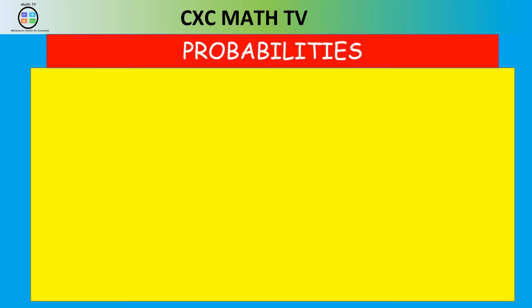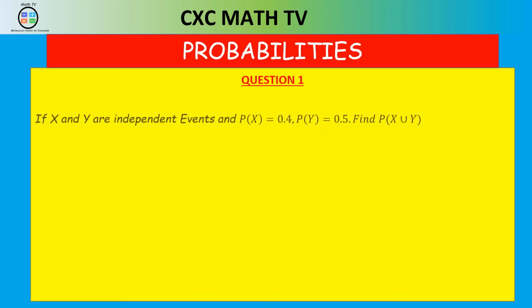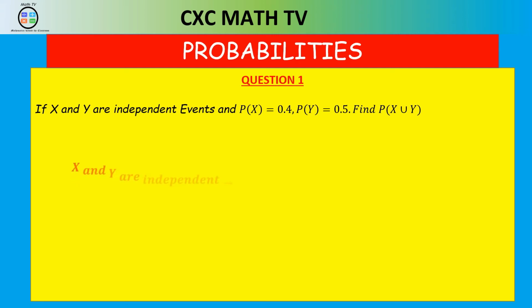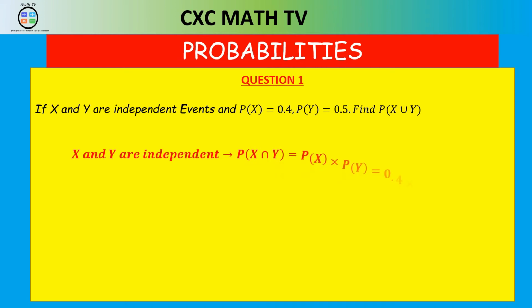It says if x and y are independent events and the probability of x is 0.4 and the probability of y is 0.5, find the probability of x union y. Now what do we remember about independent events? If x and y are independent events, then we know that the probability of x intersect y is equal to the probability of x times the probability of y. That is going to be 0.4 times 0.5. That is giving us 0.2.